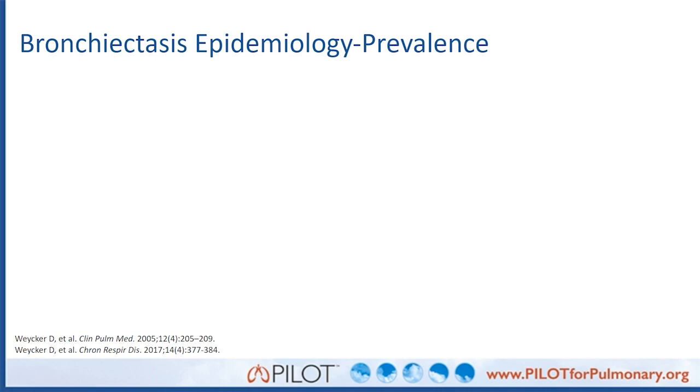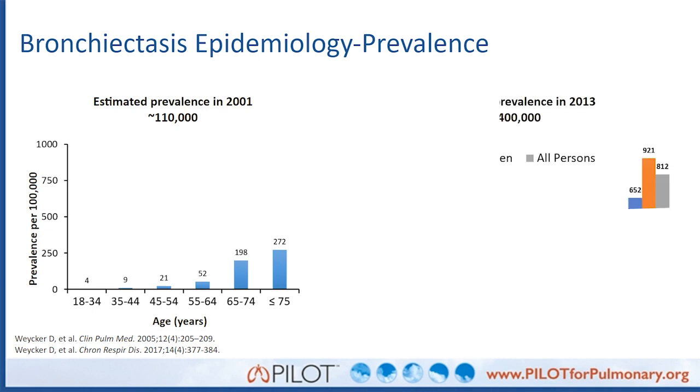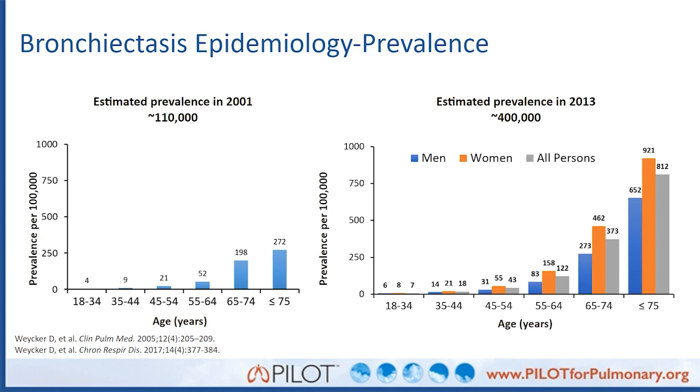There's been a marked increase in the prevalence of bronchiectasis in the US, as well as in other countries, over the past 20 years or so. The left panel shows you age-adjusted rates of bronchiectasis in 2001, approximately 110,000 estimated for the country as a whole. And the right panel shows you the estimated prevalence in 2013 of approximately 400,000. You can also see in the right panel that there is a female predominance at every age group, essentially. And again, increased prevalence in patients who are older.